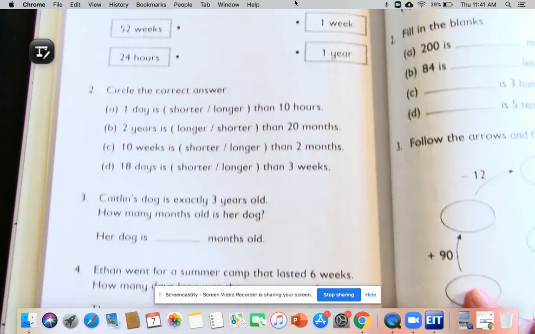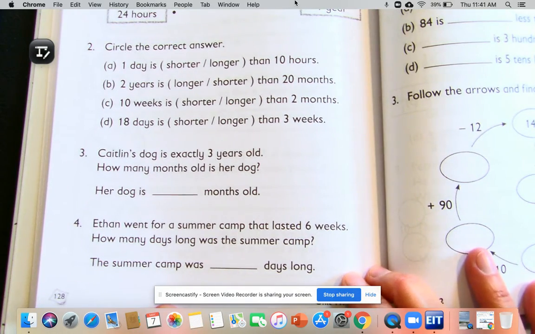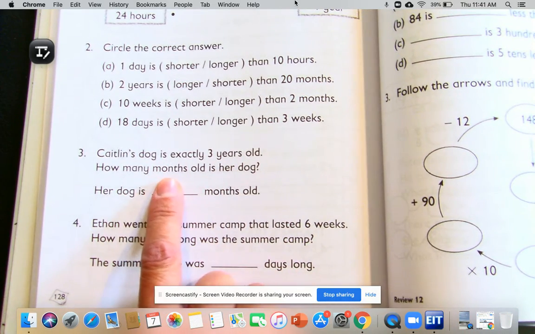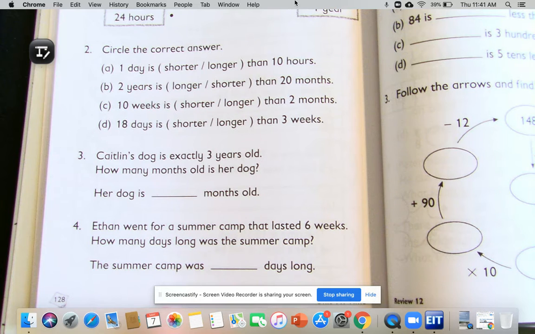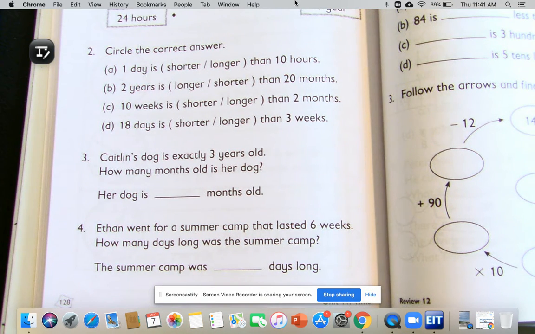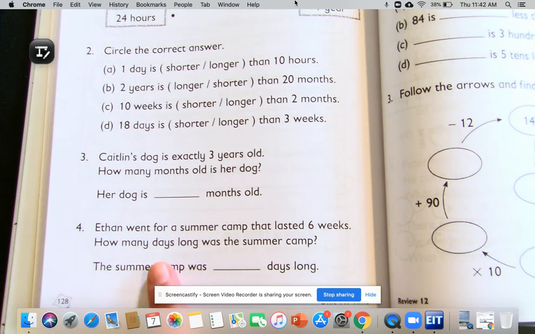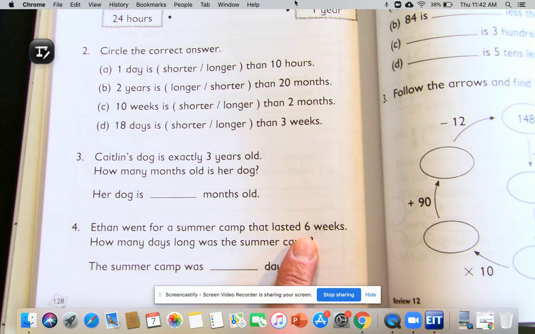All right, and we have a couple questions here about Caitlin's dog. Caitlin's dog is exactly 3 years old. How many months old is her dog? Multiply. So if her dog is 3 years old, we know that there are 12 months in a year. So we could do 3 times 12 to find out how old her dog is. And the last one, Ethan went to a summer camp that lasted 6 weeks. How many days long was the summer camp? So again, we can multiply to find our answer. We know there are 7 days in a week. So we have to go back to our multiplying skills here. What's 7 times 6?